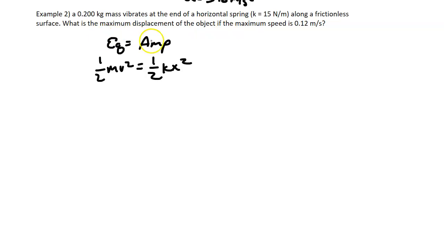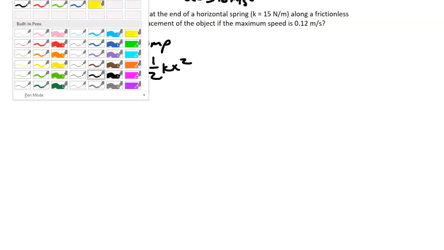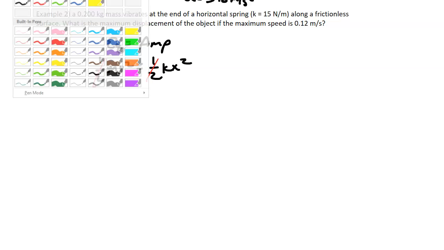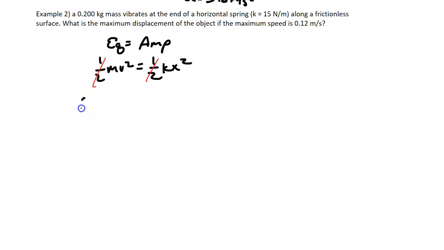We've got this spring, it's vibrating back and forth. We want to know what the maximum displacement is, which we've labeled here x. Sometimes it's a, we're keeping it as x though. If the maximum speed, what we have at the equilibrium, is 0.12 meters per second. Now, if you multiply both sides by 2, you'll notice that the 1/2s really cancel right out of this. So 0.2 times 0.12 squared is equal to 15 and x squared. That's what we're looking for.